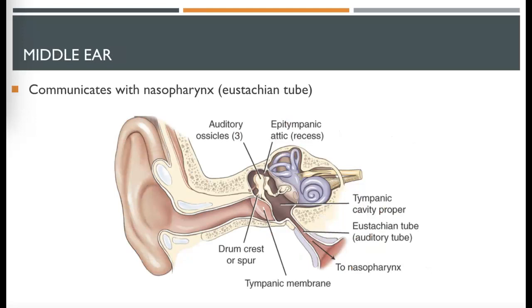Moving on to the middle ear, it is irregularly shaped and it is an air-containing cavity. There are three main parts of the middle ear. We have the tympanic membrane, the three small bones, which are called auditory ossicles, and then we have the tympanic cavity.